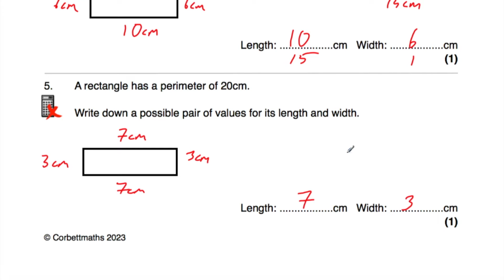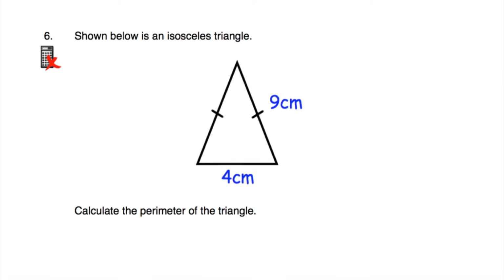Now, as long as your length and width add together to be 10 centimeters, then that means that the perimeter will be 20, because obviously 8 plus 2 plus 8 plus 2 would be 20, or 9 plus 1 and 9 plus 1 would be equal to 20. You can even have 5.5 and 4.5, and so on. As long as whenever you add up the distances around the outside of the rectangle, you get 20 centimeters, that's perfect. Okay, let's have a look at our next question, question number 6.